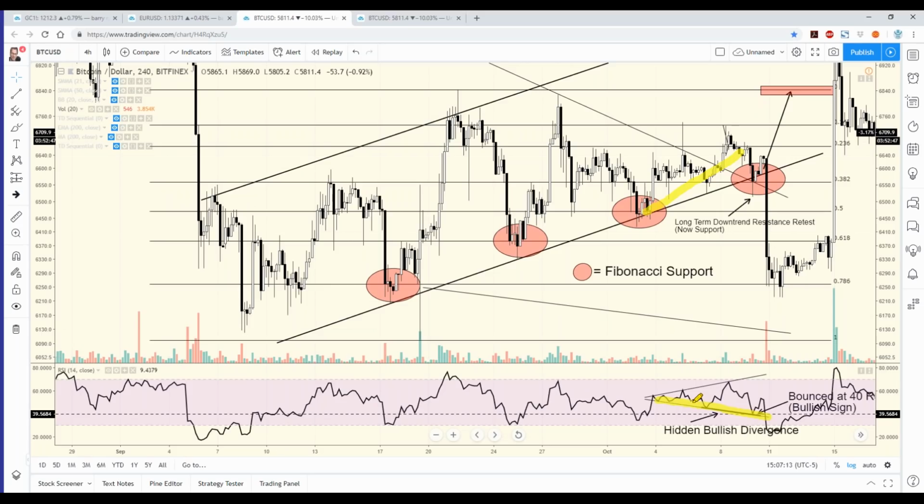And there are several different types of divergence. So this is showing what we call hidden bullish divergence. We have bearish divergence, bullish divergence, and then we have hidden bullish and hidden bearish. So there are 4 different types of divergence. But basically, they all follow the same rule: price moving one way while the oscillator is indicating the other direction.